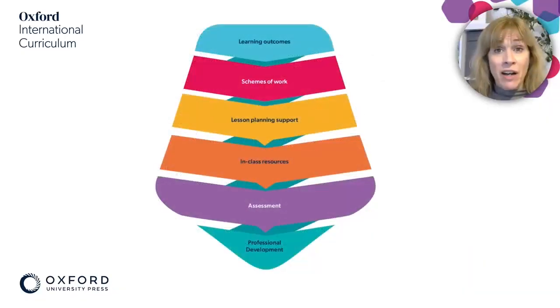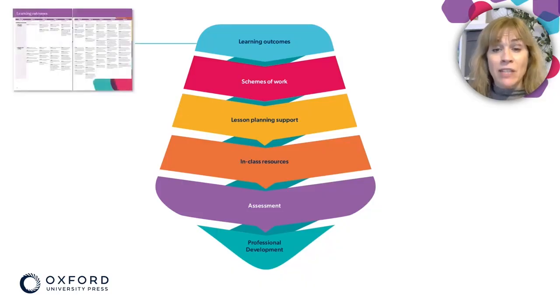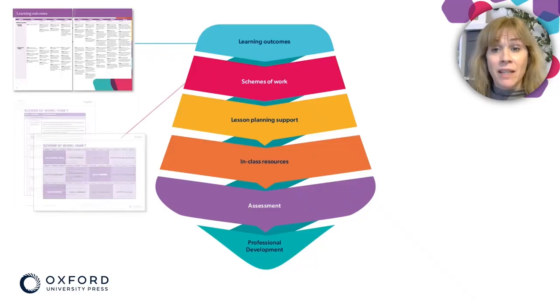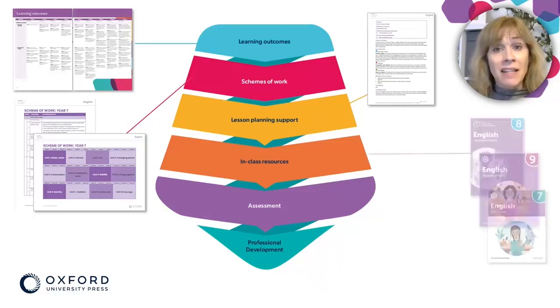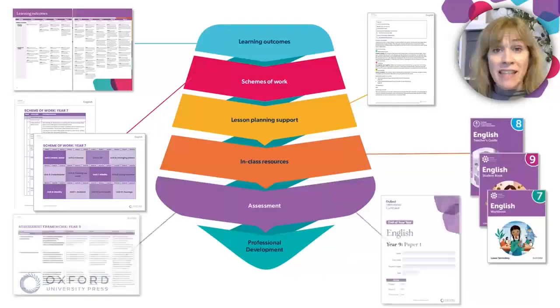So just to summarise, the structure of the Oxford International Curriculum for English has the learning outcomes mapped out in the curriculum overview within the subject guide for English, the schemes of work by lesson and by week, the lesson overviews, the in-class resources, and finally the assessment.